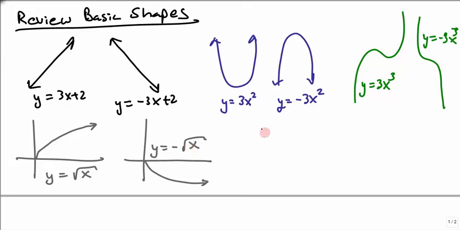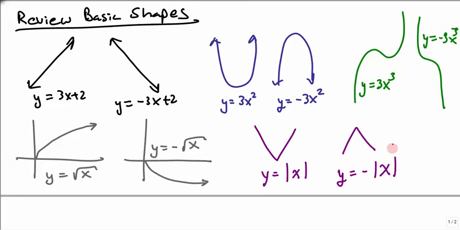We could also have some absolute value graphs. This would be something like y equals the absolute value of x. We could also have something like y equals negative absolute value of x. Now notice it's upside down, negative out front, upside down, negative out front. So that's a common theme about the graphs that we're going to be looking at. Now there's other graphs as well, but for the most part we'll be focusing on some that are similar to these.